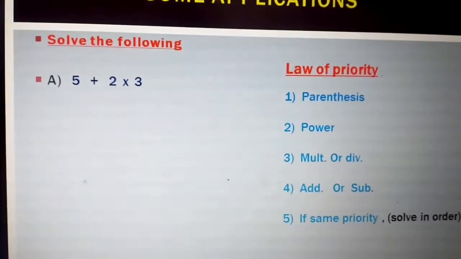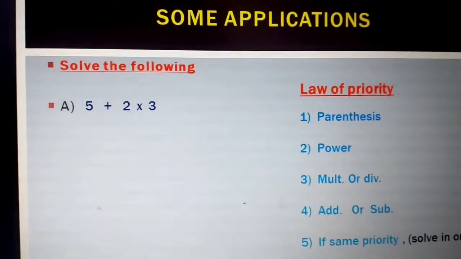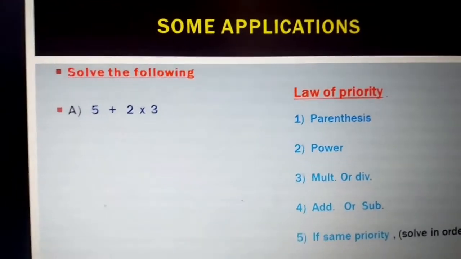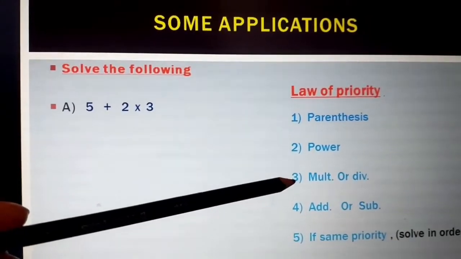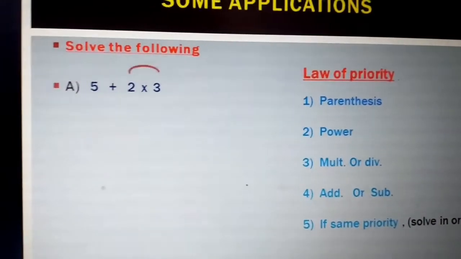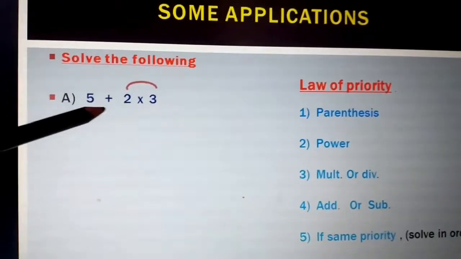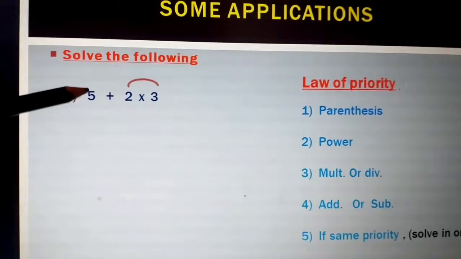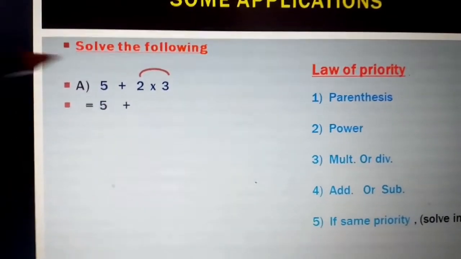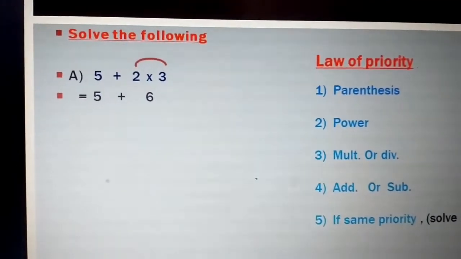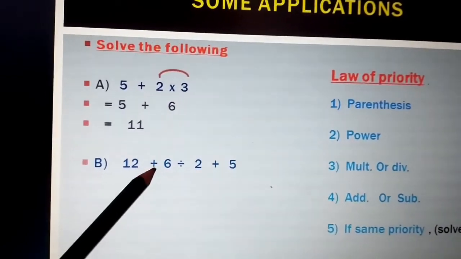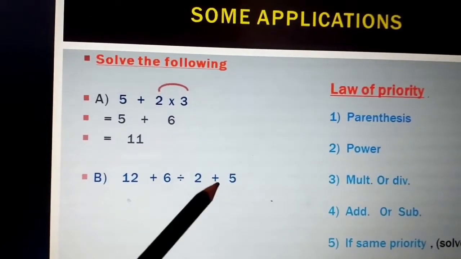But now, if we have this one, we have addition and multiplication as the first step. According to the law, which one is the greatest priority? This one. So 5 plus stays in its place, but don't change the order of the numbers. Even if you don't work with 5, leave it in its place. So 5 plus stays in its place, 2 times 3 equals 6. Now 5 plus 6 equals 11. My answer is correct.